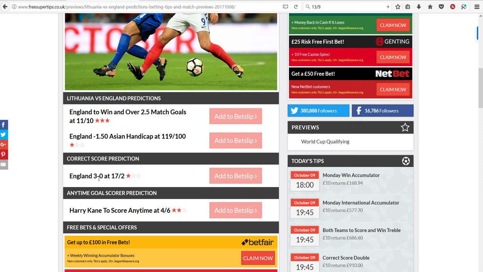The score was 1-0, so that was a loss. Harry Kane did score, so that was a win. So basically, if you were betting 1 unit on these and half on these or less, since they were higher odds, not as much sure things, that meant these kind of cancelled. The website, freesupertips, was down 2 units. I was down 1 unit because England to win 2-0 was a winner.